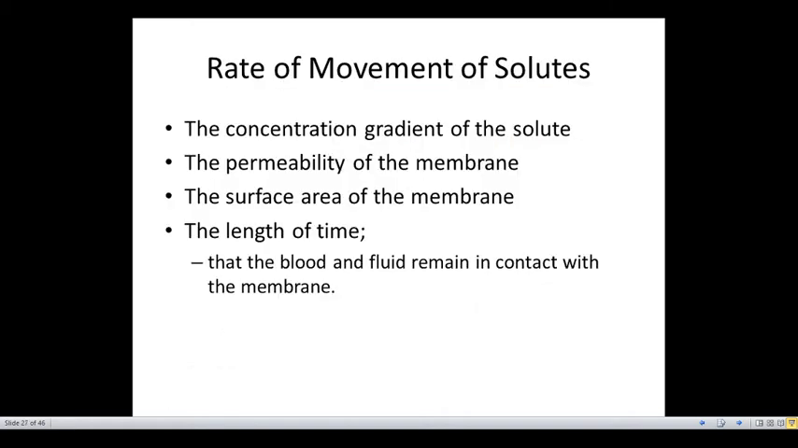The rate of movement of solutes across the dialyzing membrane depends upon these factors. Number one, the concentration gradient of the solute; the permeability of the membrane; the surface area of the membrane; and the length of time, that is, for how much time the blood and fluid remain in contact with the membrane.